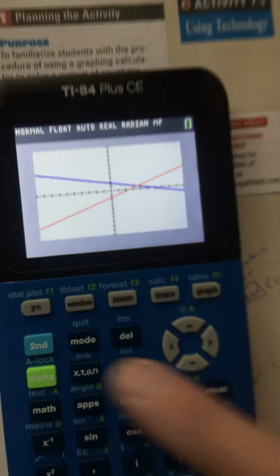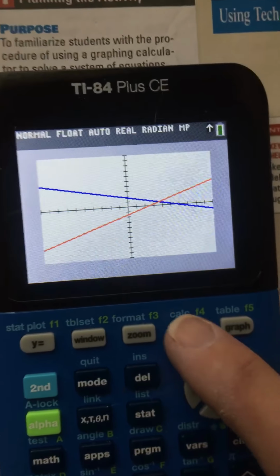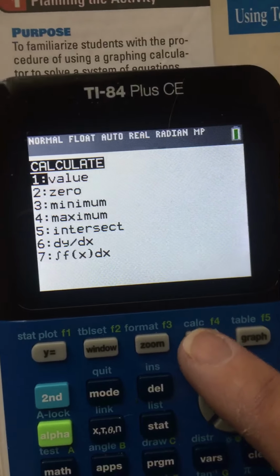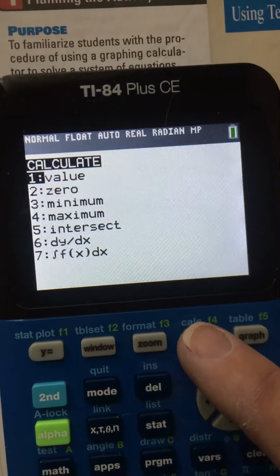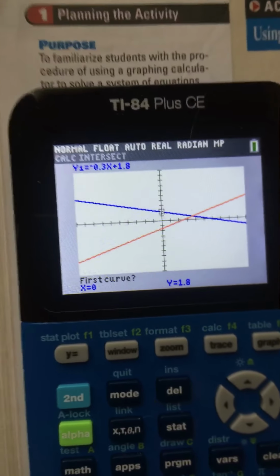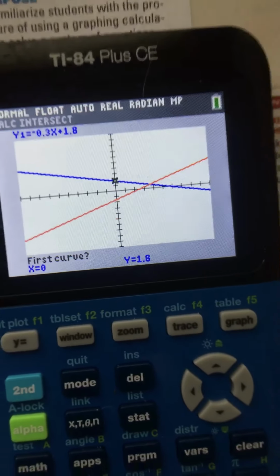Now, what I do is I do second trace, and that gets me to this screen. And what I want is I want to arrow or just put in number 5 because I want to know where they intersect. That's the answer. Next, I hit enter 3 times. Why I'm hitting enter is first they say, is this blue line the first curve, the first line? Yes. Is the red line the second curve or second line? Yes.